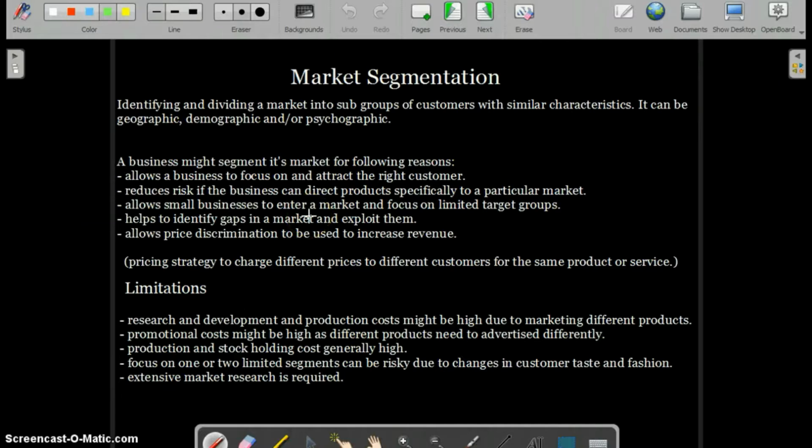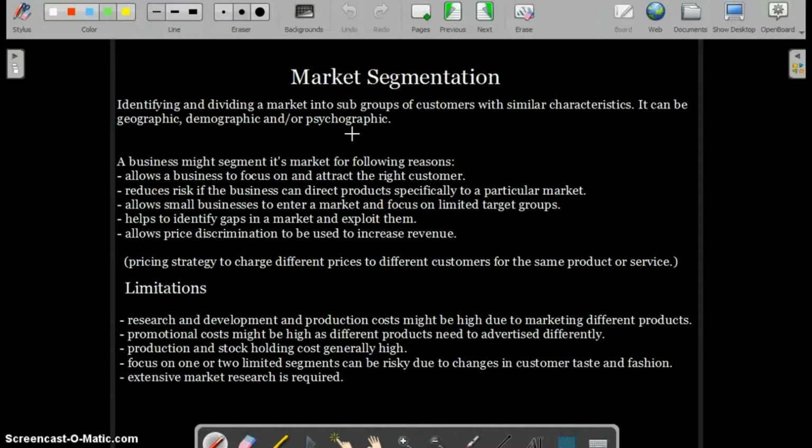Market segmentation refers to identifying and dividing a market into subgroups of customers with similar characteristics. It can be geographic, demographic, and/or psychographic. So it's similar to niche marketing, which we discussed in the earlier video. In niche marketing, we target a specific group of customers, a subgroup in the whole market.